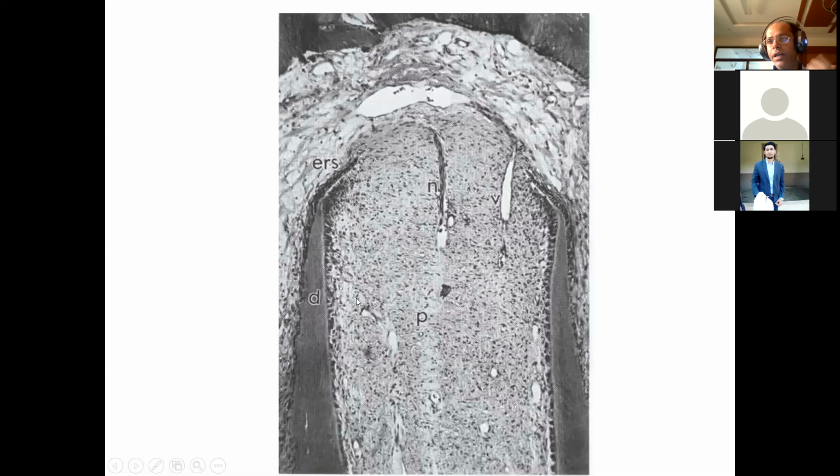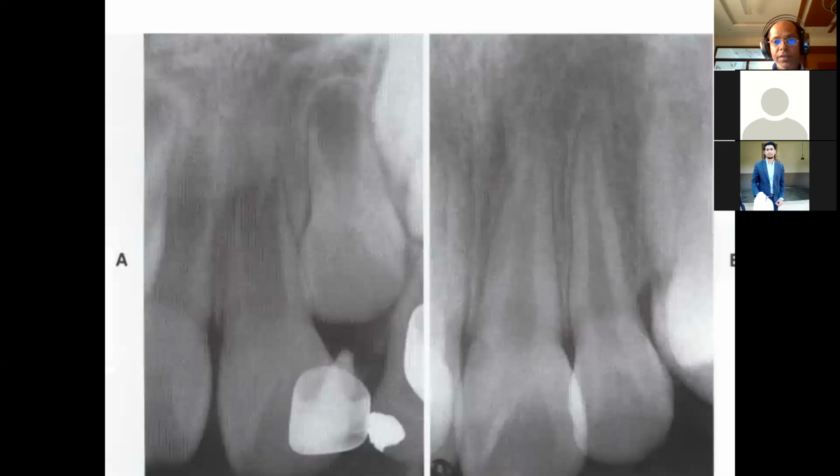As you know, the Hertwig root sheath, which is initiated from the inner and outer dental epithelium, is of epithelial origin and extends down deeply. But with the dental papilla, which provides the odontoblast cells, these odontoblast cells secrete the dentine along this Hertwig root sheath and make the roots of the teeth.